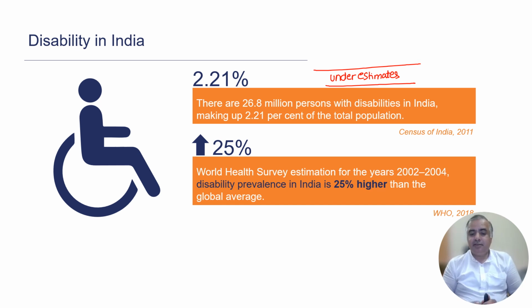Now, the World Health Survey estimation for the years 2000-2004 said that disability prevalence in India was 25% higher than the global average, as stated by the WHO. These are also concerning figures because as the world is advancing in technologies and various other manifestations of human evolution, it's concerning that disability, disease, and many other demographic aspects need to be paid attention to.